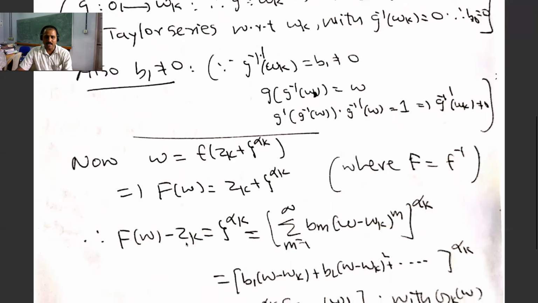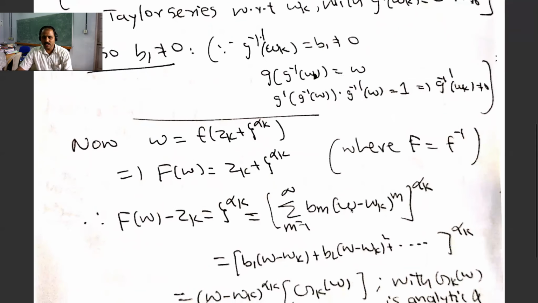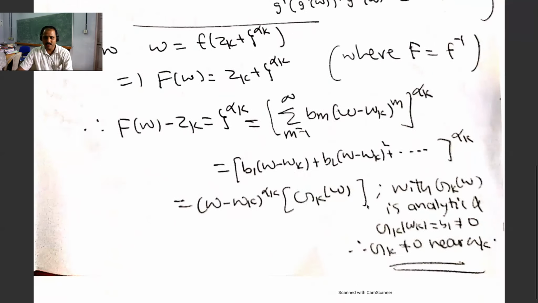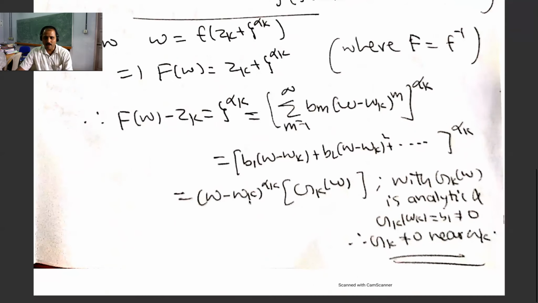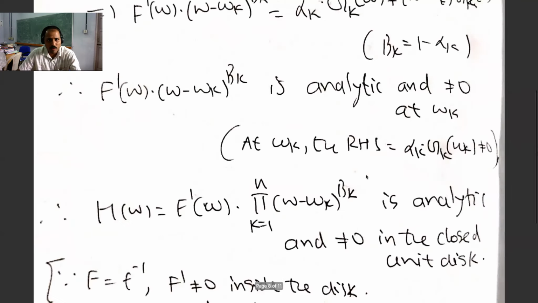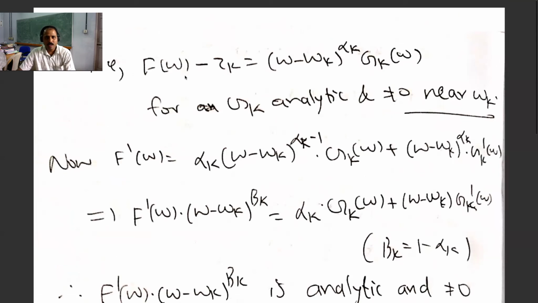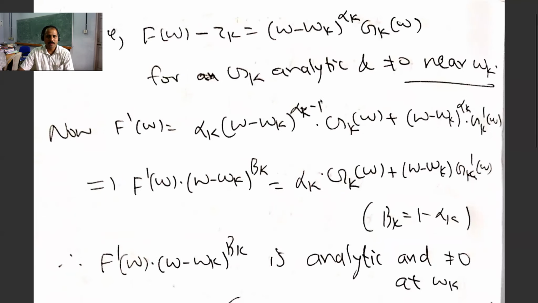Now f of omega minus zk is this, which is theta to the power alpha k. If you expand this, what you obtain is omega minus omega k to the power alpha k times some gk of omega, where gk of omega is analytic and non-zero at omega k. So now f of omega minus zk equals this times omega minus omega k to the power alpha k times gk of omega, where gk of omega is analytic and non-zero near omega k.